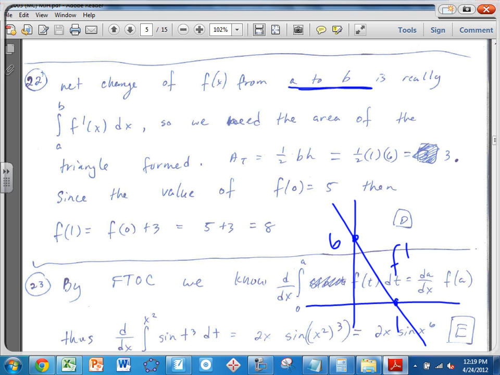So here we have to say to ourselves, the net change theorem is really telling us we're integrating. Well, we're integrating from A to B. But the question now becomes, what are A and B? What are those values here? 0 and 1.